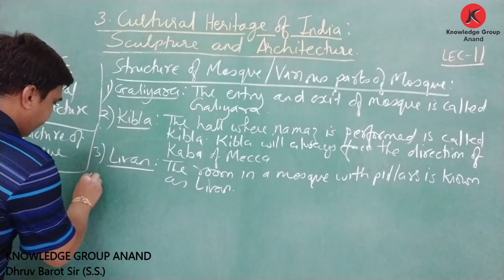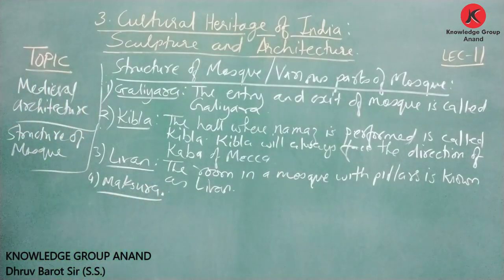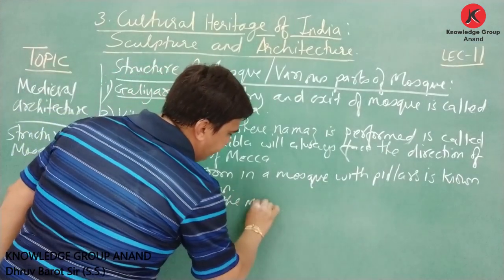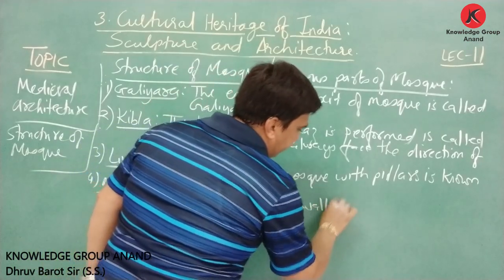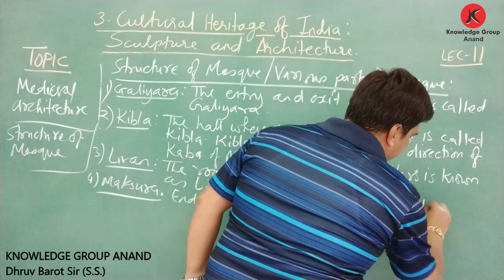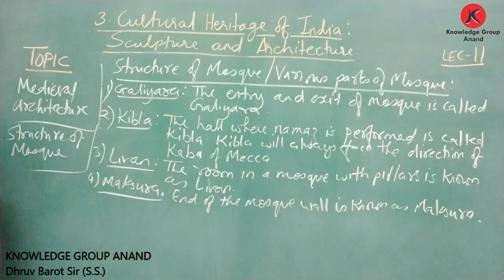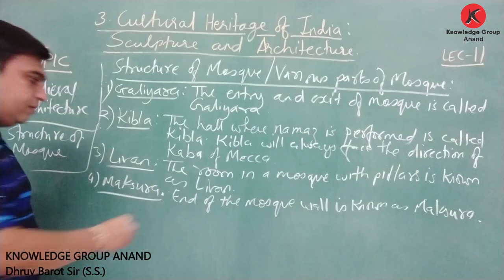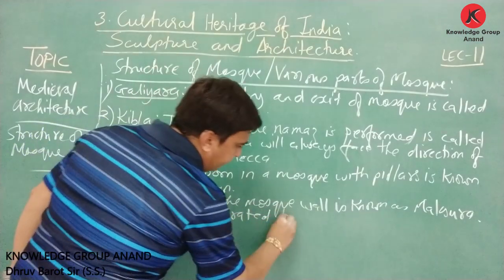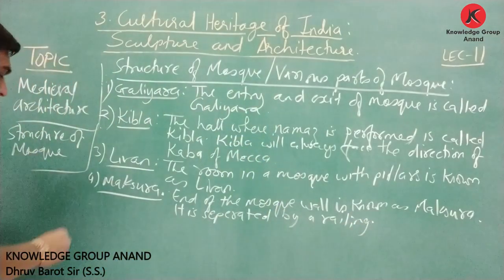Fourth, that is Maksura. The end of the mosque wall is known as Maksura. It is separated by a railing.